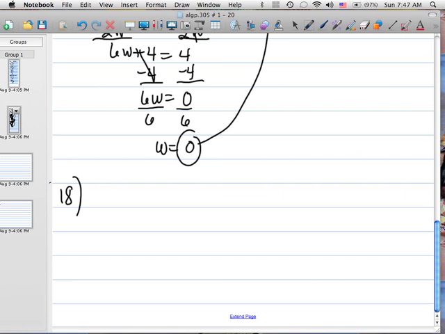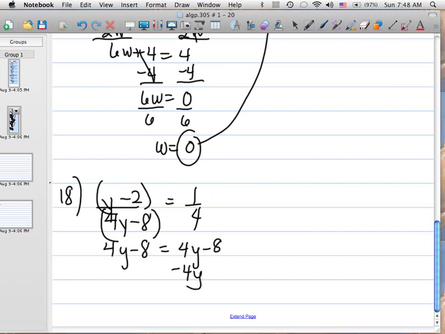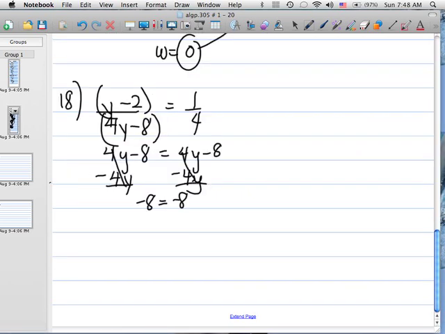18, we have y minus 2 over 4y minus 8 equals 1/4. Cross products, 4 times y minus 2 is 4y minus 8, and 1 times 4y minus 8 is 4y minus 8. Getting the variable on one side, I get negative 8 equals negative 8. So this is an identity.